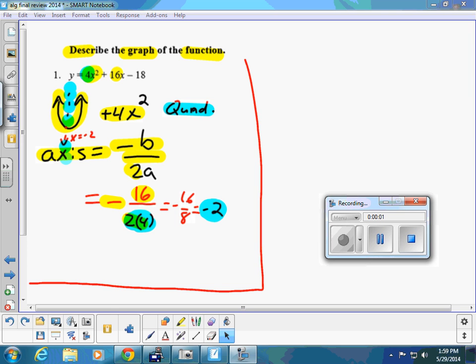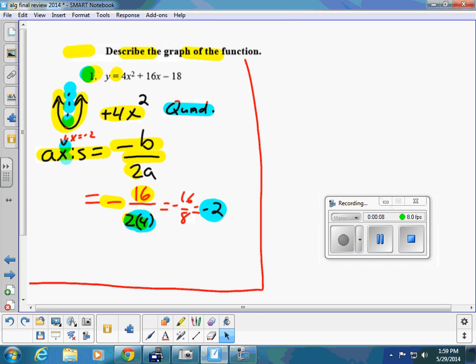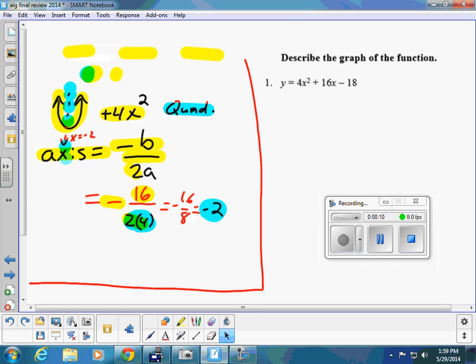Okay, this is the first 17 questions for the review for the final. The first question I have up here is a quadratic. And what you're going to do is you're going to say, well, this is positive 4x squared, so that's going to be a happy face parabola.